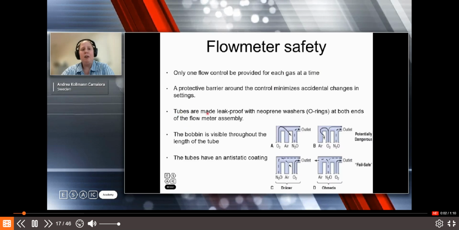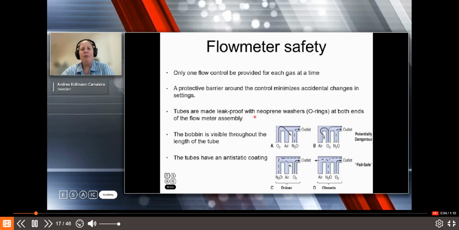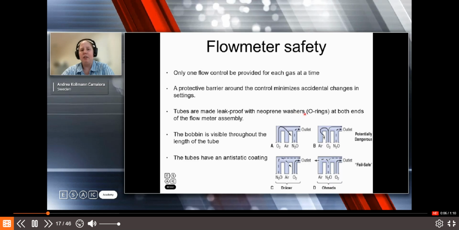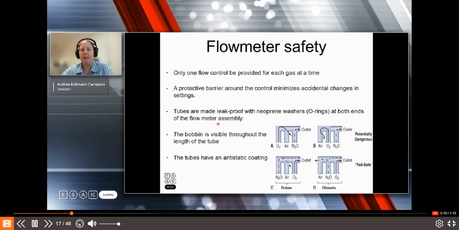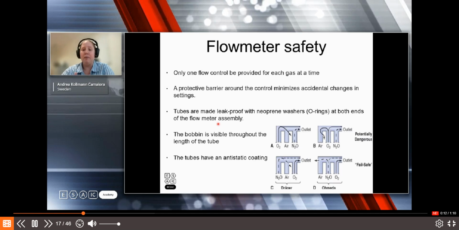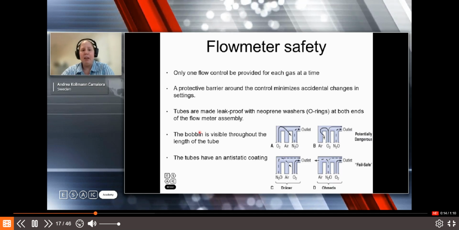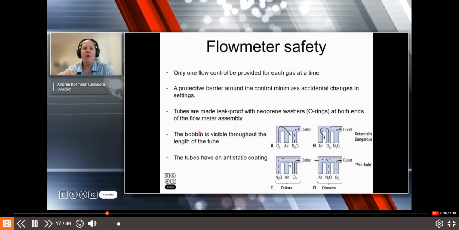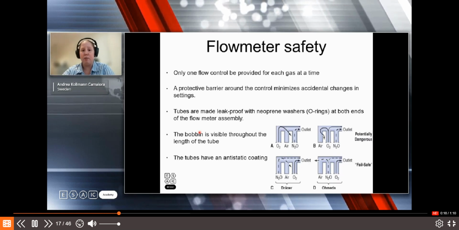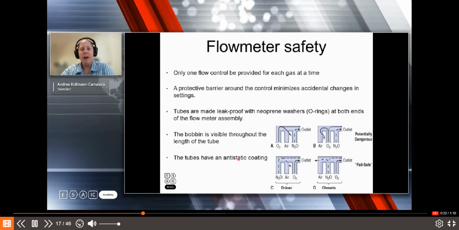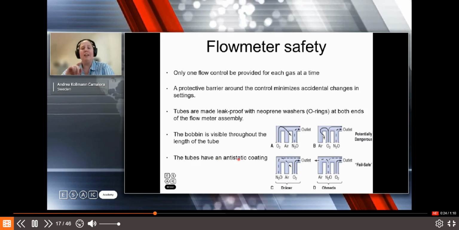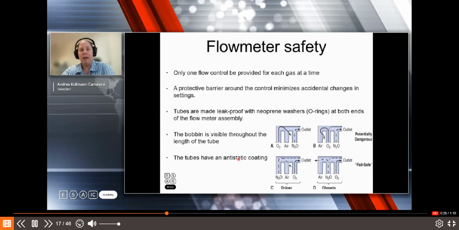Then the tubes are leak-proof, with neoprene washers, so-called O-rings, at both ends of the flow meter assembly, to prevent leaks. The bobbin needs to be visible throughout the whole length of the tube, and the tubes need to have an anti-static coating. And one more thing, it's very important in which order the tubes are located.